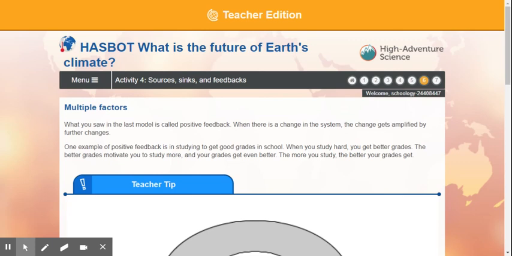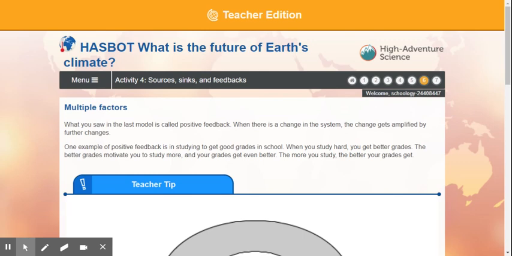Now, the example they give here is like studying and grades, right? Positive feedback would be the more you study, the better grades you get, right? And then the better grades you get, that's going to motivate you to study more and get better grades. I think another one would be like lifting weights, right? You go lift weights or do push-ups, the more you do, the more you can do. So the more push-ups you do, the stronger you get, causing you to be able to do more push-ups. The more often you lift weights, you build that muscle, causing you to be able to lift more weight. That's a positive feedback, okay?